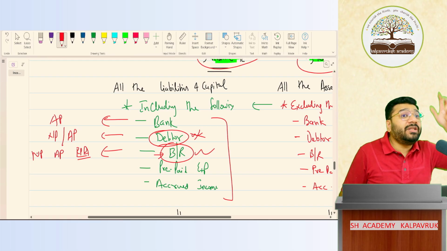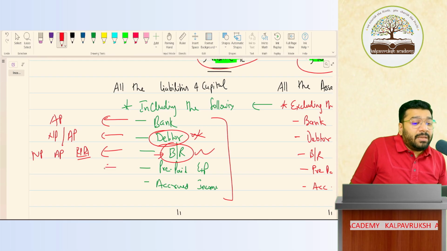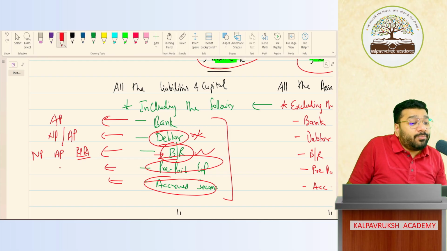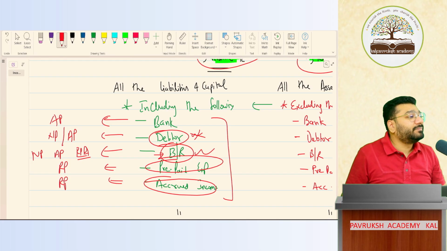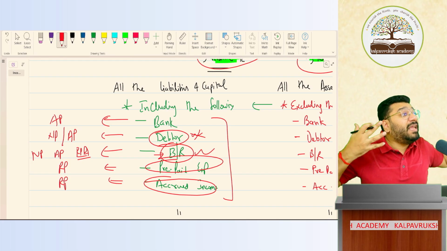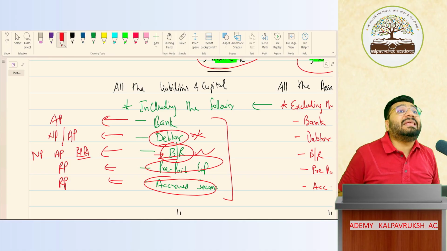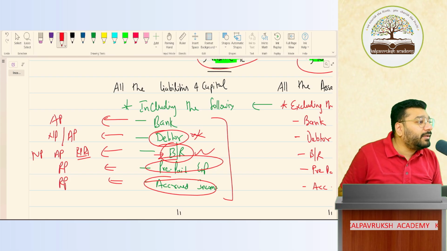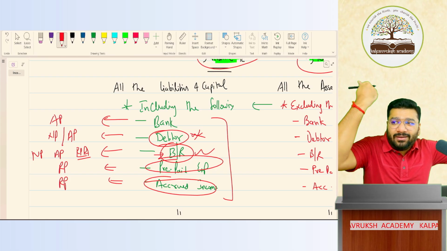I'm teaching you how to differentiate things. Prepaid expenses and accrued income are always representing a group of people. So these both are representative personal account. Hence, since all these 5 accounts are having the flavor of personal account, I cannot put them under real account. I'm forced to put them under personal account. Got it, not got it? Hence, these 5 were excluded from the real account.